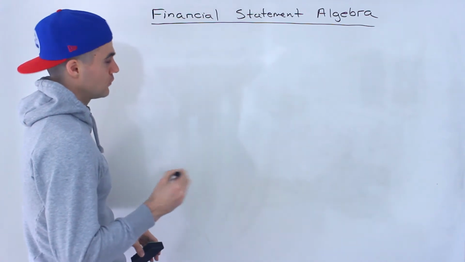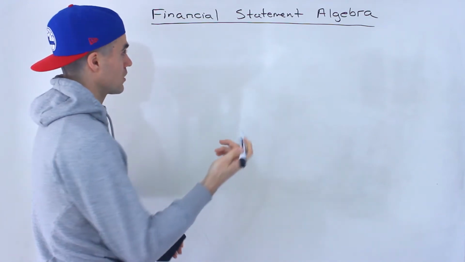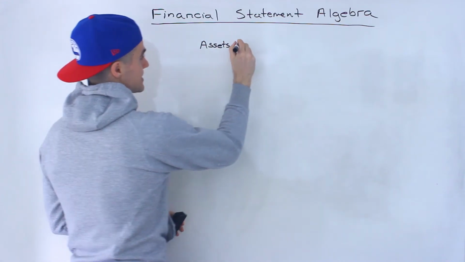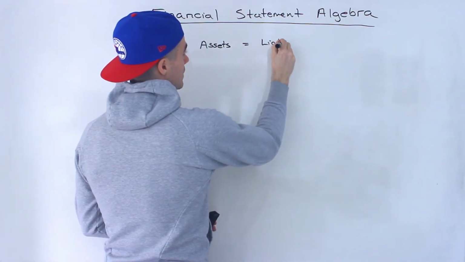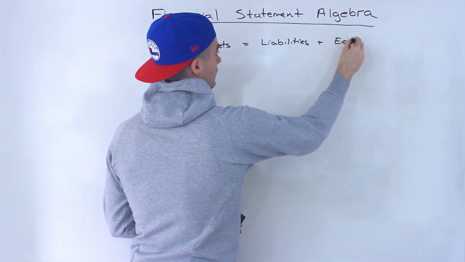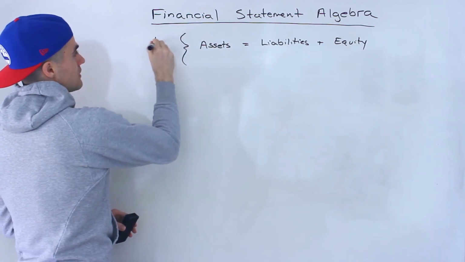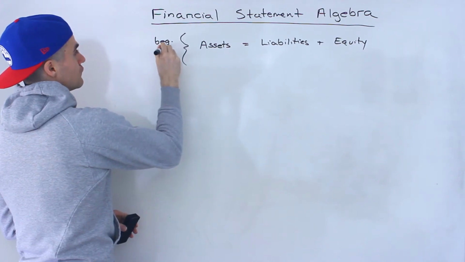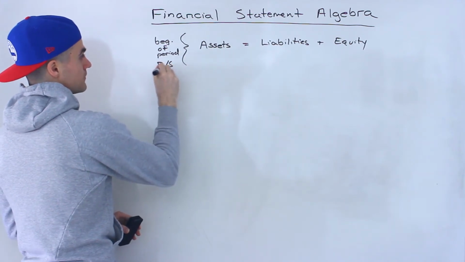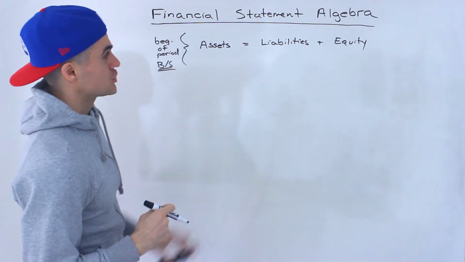So the way the flow diagram is going to start is we're going to start with the beginning of a period. And we're going to start with the balance sheet. So the balance sheet, we know it's what? It's assets equals liabilities plus equity. Right? And this area over here is going to be the beginning of a period. And remember, this is the actual balance sheet at the beginning of the period. So whether that's the beginning of a year or beginning of a month, this is the balance sheet over here.